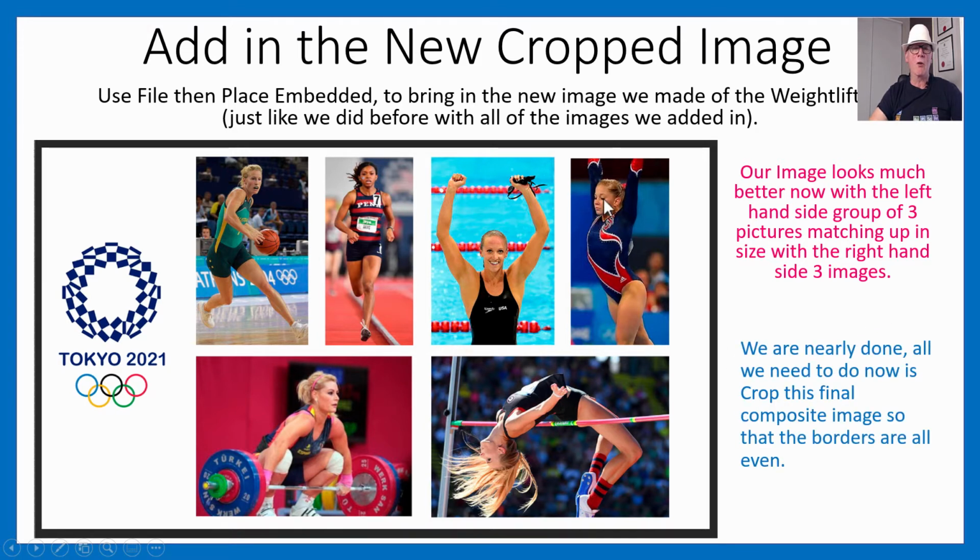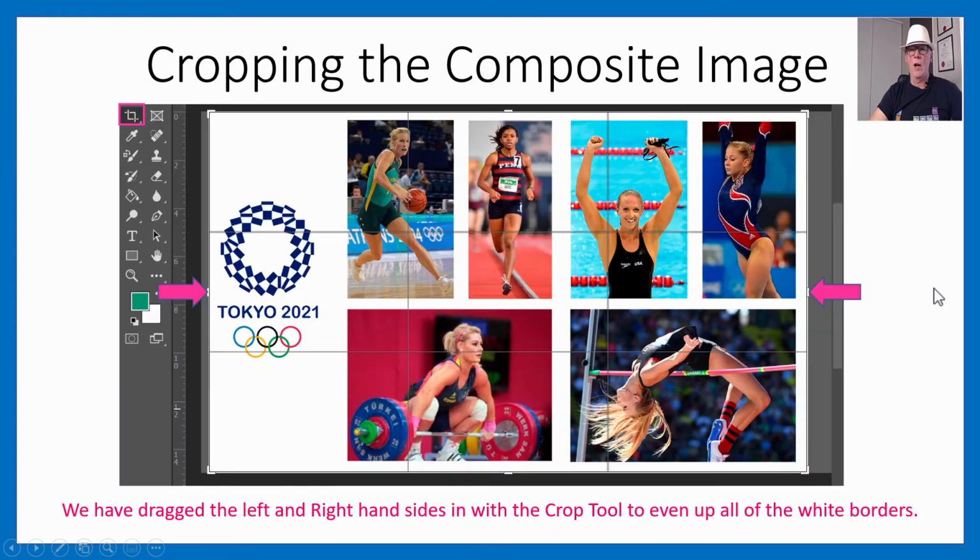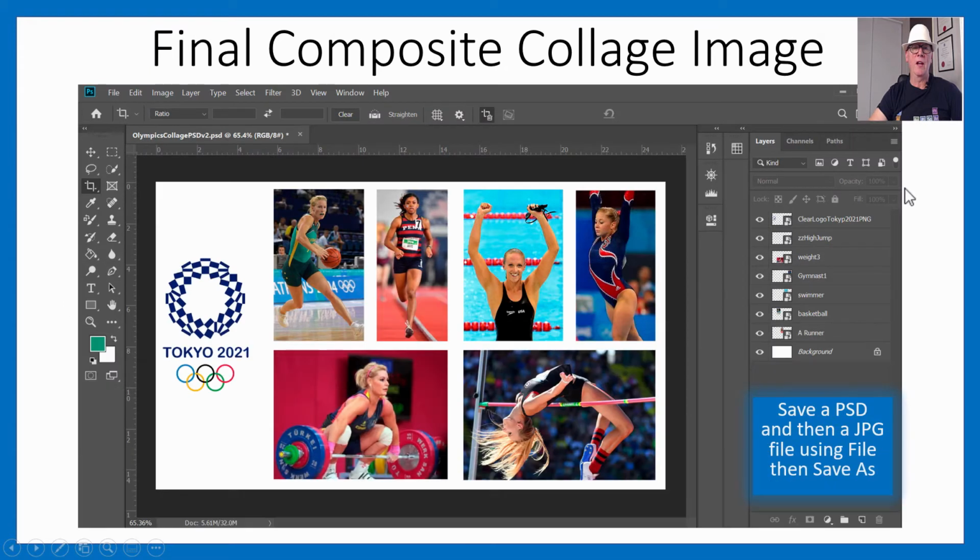So I'm really done. All we need to do is a slight crop of this image, because this white space here is a little bit wider than the white space we've got on the left here where the emblem is. So just get onto your crop tool and push that in, and that's going to crop all of the layers together, and then our picture will look better, and then we are finished. That's our final composite picture.